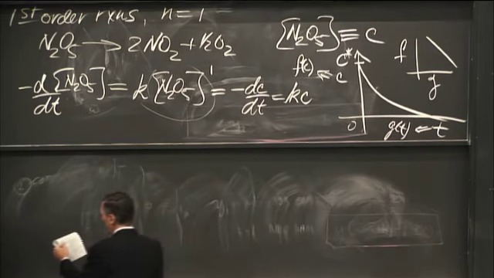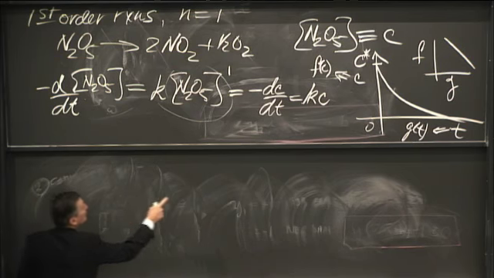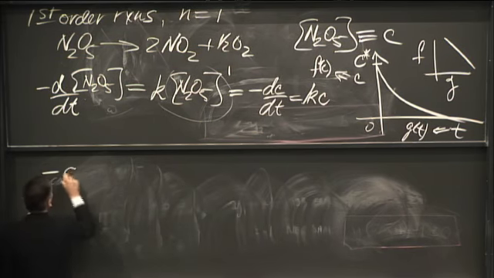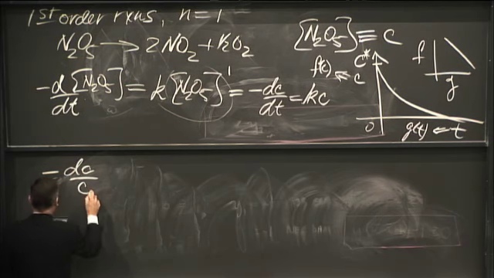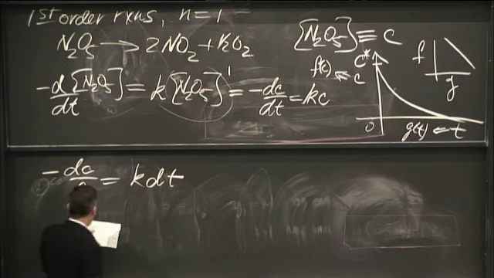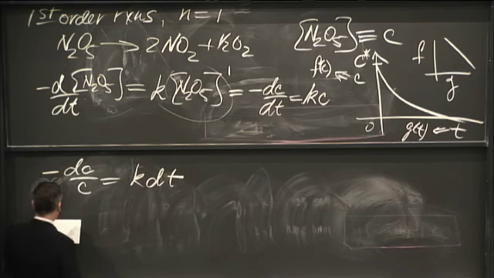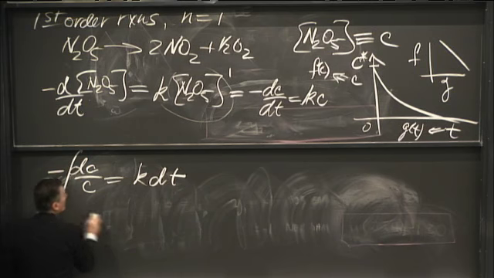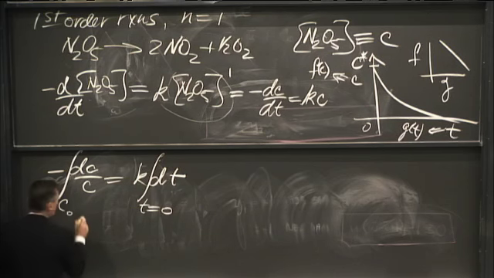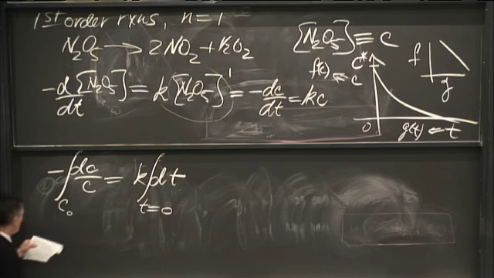So what we'll do is we're going to integrate that equation. So I'm going to play with this a little bit. I'm going to transpose. I'll get minus dc over c equals k dt. And then I can integrate this because I know at time 0, t equals 0, c equals some value. I can call it c star or c naught.